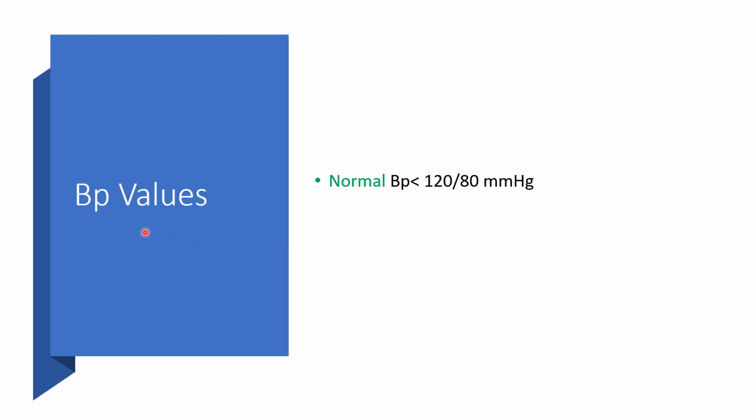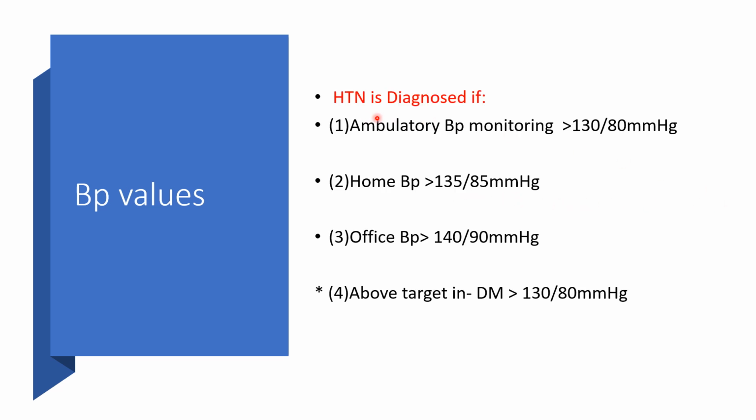The blood pressure values. Normal is less than 120/80 millimeters of mercury. Hypertension is diagnosed if ambulatory blood pressure monitoring is greater than 130/80. Home blood pressure is greater than 135/85. Office BP is greater than 140/90. The above target in DM is anything greater than 130/80, which means hypertension is diagnosed if this individual has diabetes mellitus.